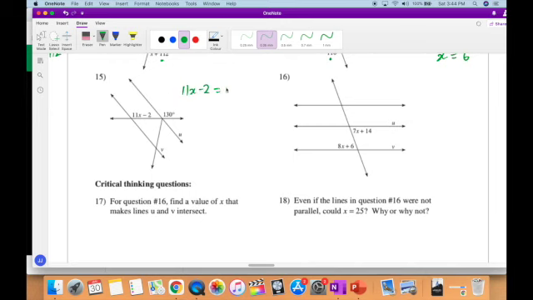11x minus 2 is equal to 130 degrees. Therefore, 11x is equal to 132 degrees. x is equal to 132 divided by 11, which is 12. Yes, none of my calculator people could beat me to it.